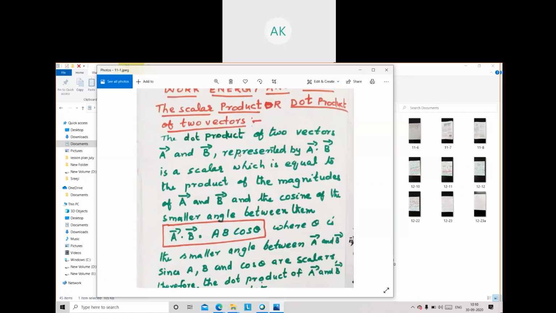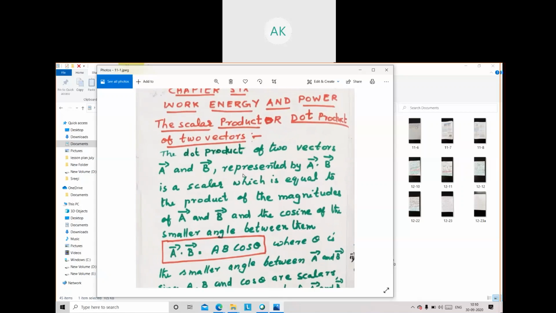The scalar product or dot product of two vectors, because now we want to express work done in another way, with another equation. It is the dot product of force and displacement. Work done is the dot product of force and displacement. We studied addition and subtraction of vectors last chapter, but in this chapter, we have to study the product of vectors.